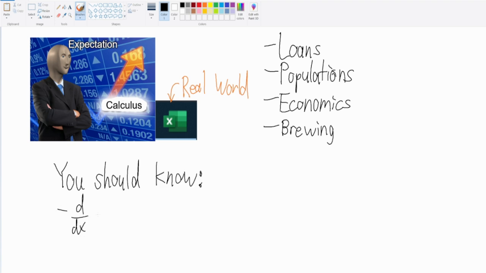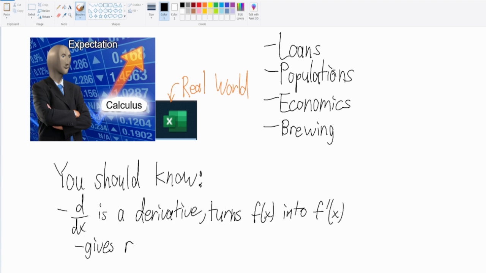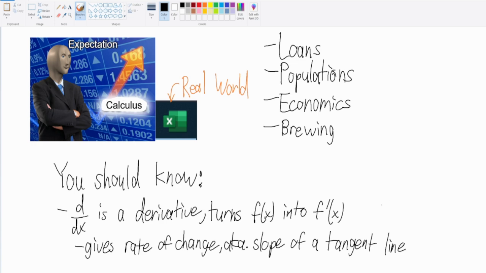So before we proceed, I'm going to assume that you know what a derivative is. If you don't, that's okay. I have a whole Secrets of Calculus series that will give you a nice crash course into how the derivative works and what it does.